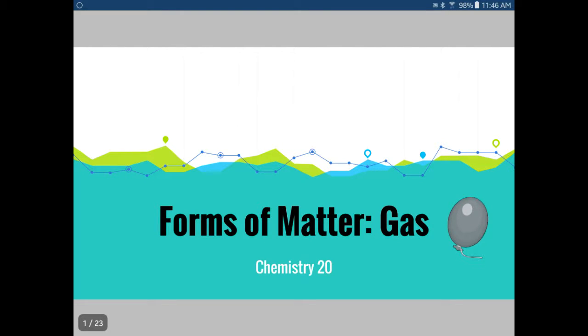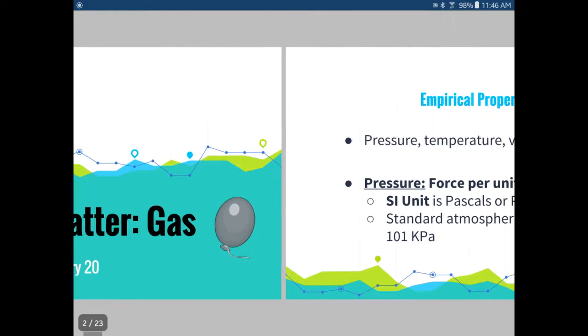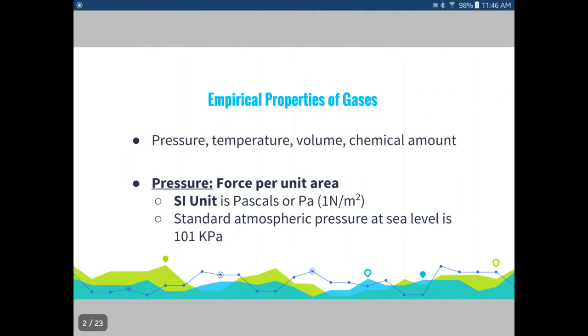Let's begin our second unit in Chemistry 20 on gases. To begin, we know that there are some empirical properties of gases. Remember, empirical properties are testable properties. The ones we're looking at are pressure, temperature, volume, and chemical amount of gases. We can measure the chemical amount by a mass. We can look at the volume by the amount of space a gas takes up. We can look at the temperature of that gas, as well as the pressure of the gas on a container.